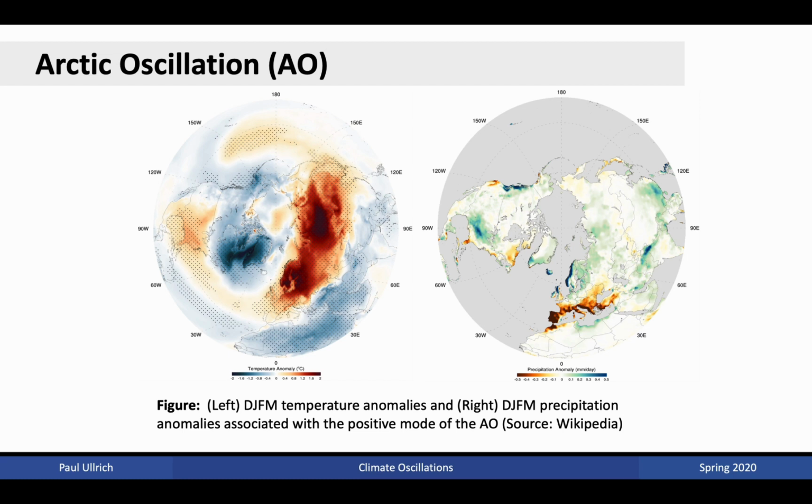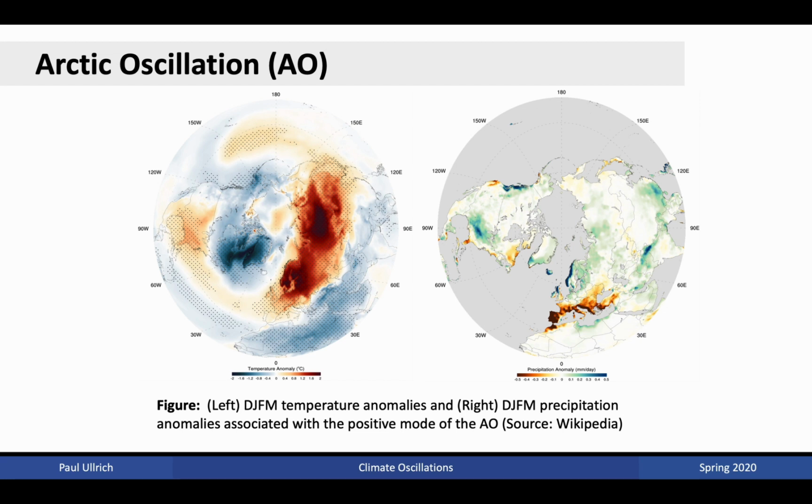What we see in the temperature anomaly plot is that during the positive phase of this oscillation, we have colder conditions isolated in the Arctic. That is, we see cold weather in Greenland and in northern Quebec in Canada. But it's associated with warmer conditions farther south. So much of Europe, central Russia, and the lower latitudes of the continental United States experience warmer conditions during the positive phase of the Arctic Oscillation.